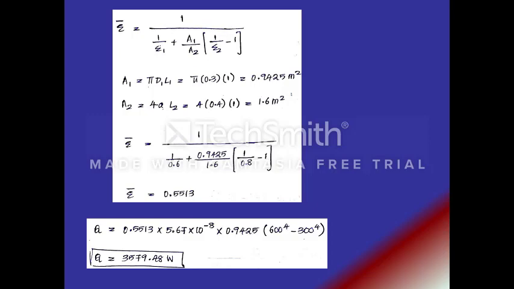So 4 into a, where a is 0.4, so 4 into 0.4 into 1 comes to be 1.6 meter square. Now you substitute A1, A2, epsilon 1, epsilon 2. You will find that epsilon bar is equal to 0.5513. Now you substitute the value of epsilon bar in the heat transfer formula. So Q is equal to 0.5513 as epsilon bar, then sigma, then area A1, and then T1 power 4 minus T2 power 4. Finally, you will get heat transfer between the pipe and the brick duct, Q, equal to 3579.48 watts.